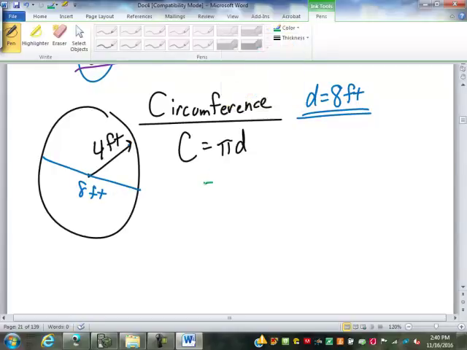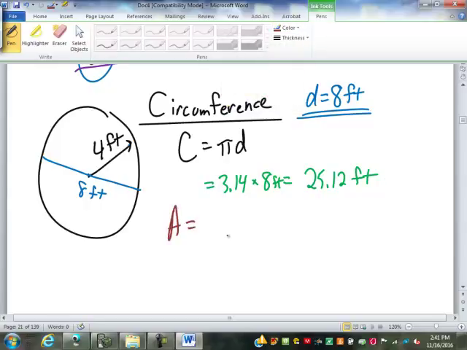So that means the circumference is pi, or 3.14, times 8, which is 25.12 feet. Now that's still just feet because I took pi, which is just a number, times 8 feet. So that just stayed feet. I wasn't multiplying feet by feet.